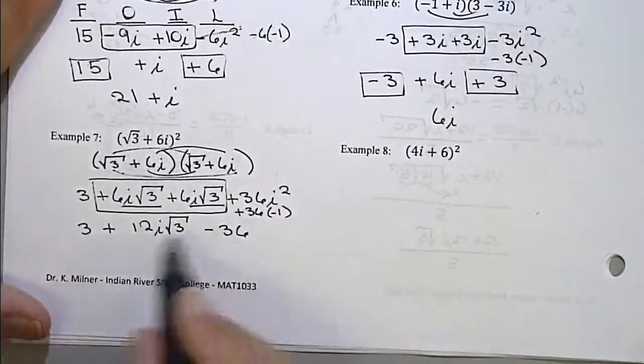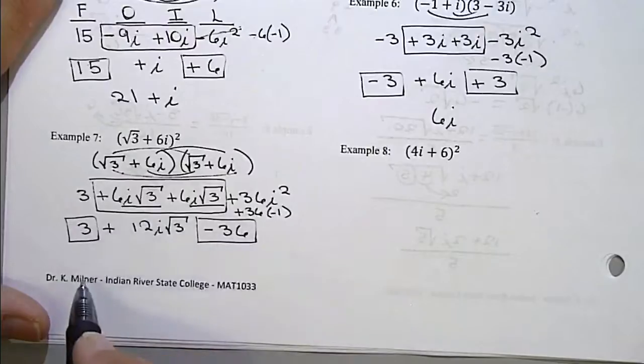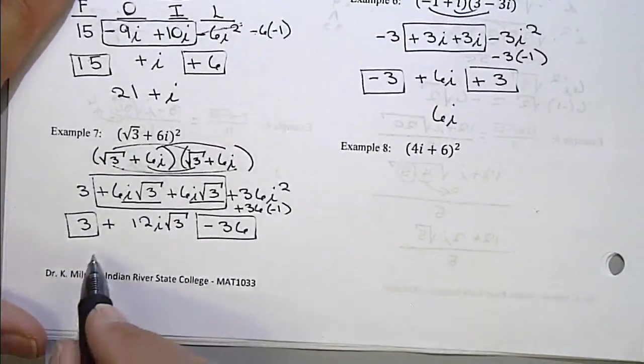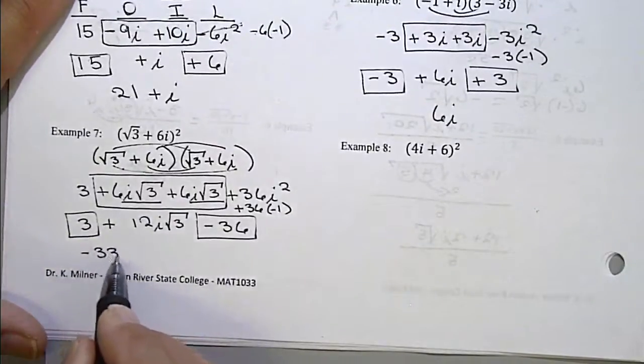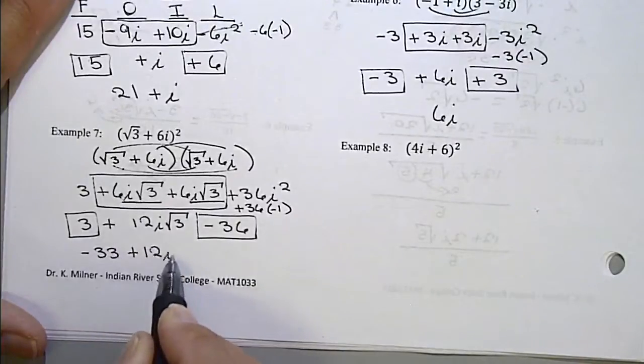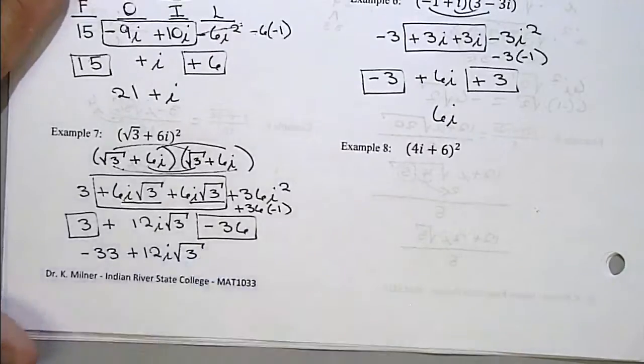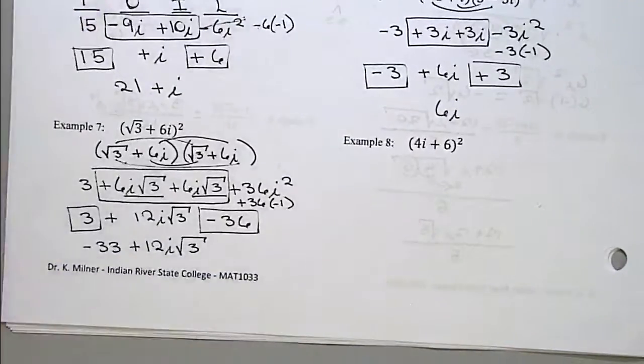Okay, so let's do that. 3 minus 36 is going to give me a negative 33. And what do I do with 12i times the square root of 3? Well, if I could find a square root under there to get it out, but there's no such thing as simplifying a square root of 3, is there? So I'm done.